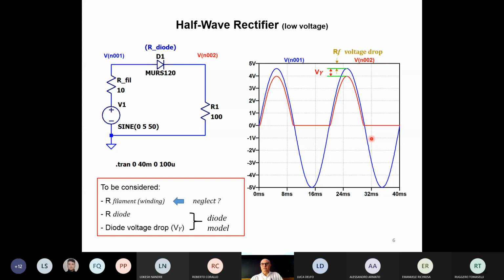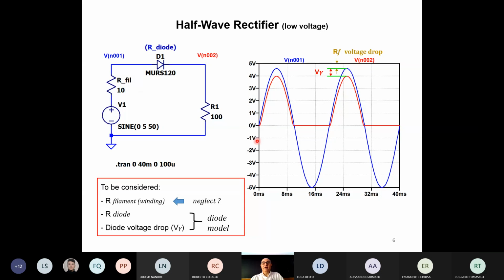Okay, here we can see something interesting. Again, I'm plotting the voltage on node 1 and the voltage on node 2. But while node 2 is still the voltage on the output resistance, node 1 is after the winding resistance. I also changed the voltage. Before it was 20 volts, now it's 5, so it's easier to see the effect of this reduced voltage.